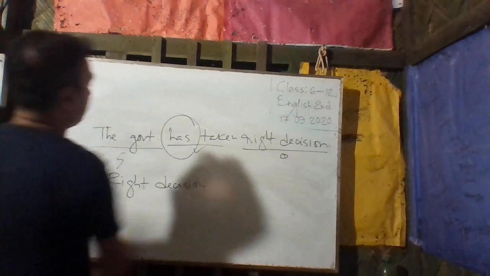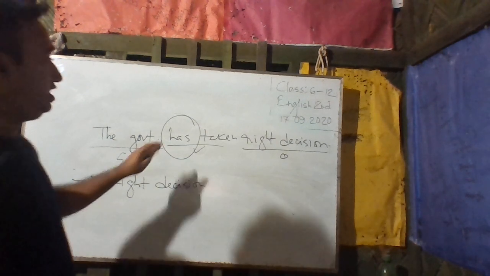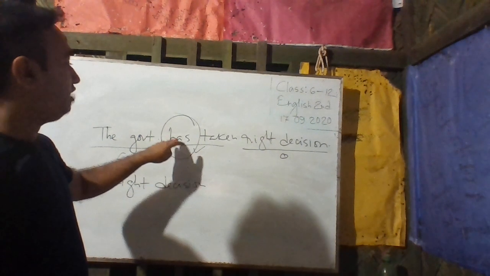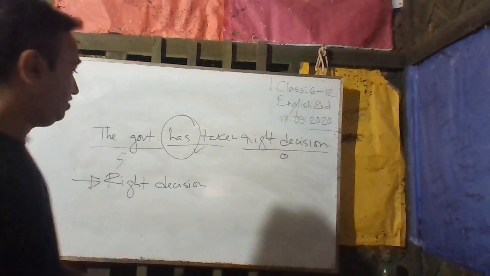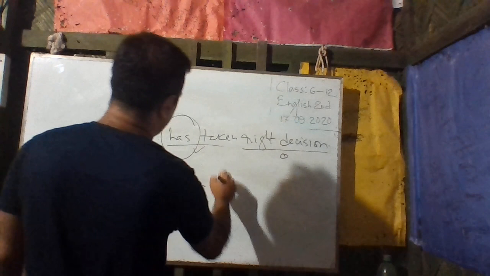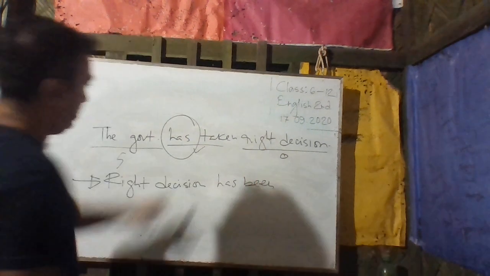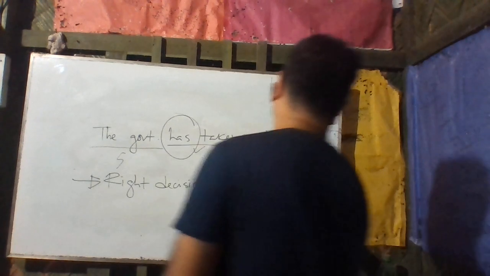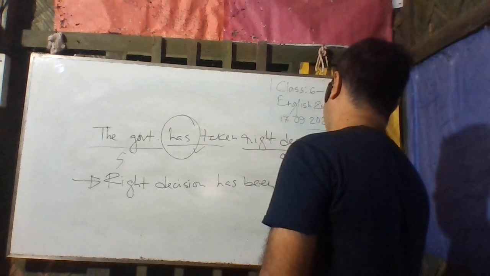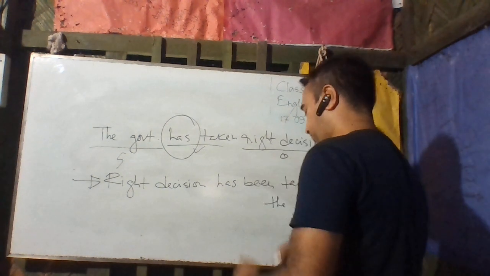There is an auxiliary. Has. You have seen in the list. If you find have or has in the active voice, it will be have been or has been. Right decision has been. Then the past participle, taken. Right decision has been taken by the doctor.